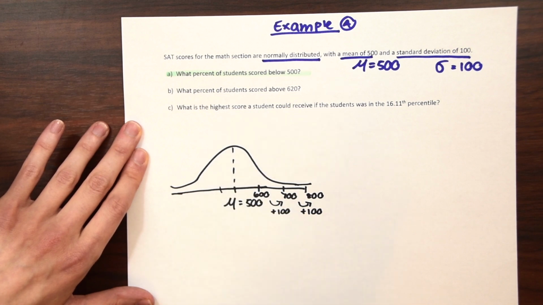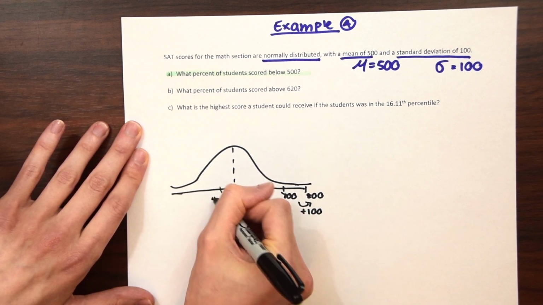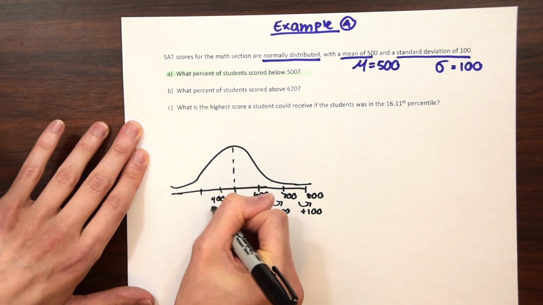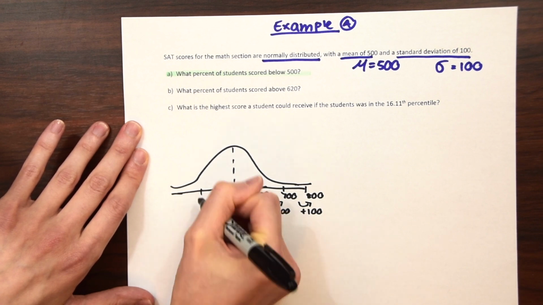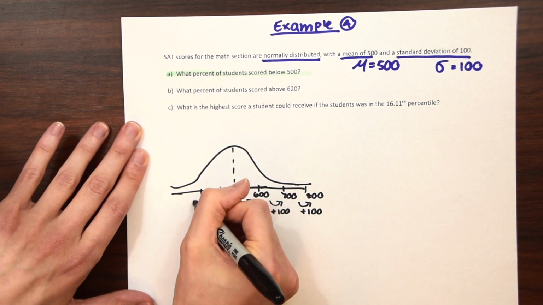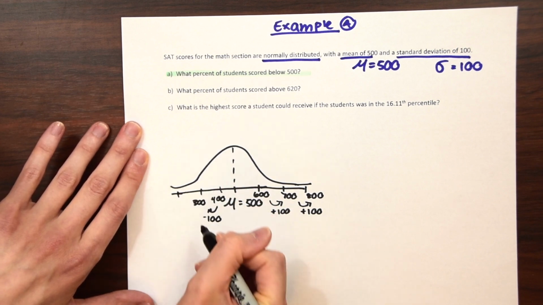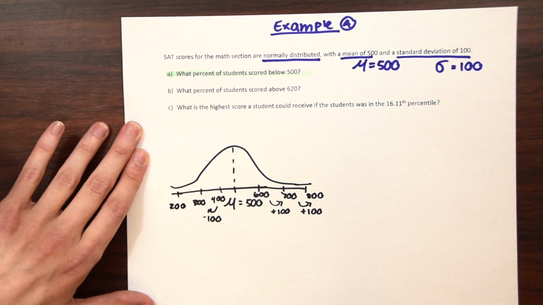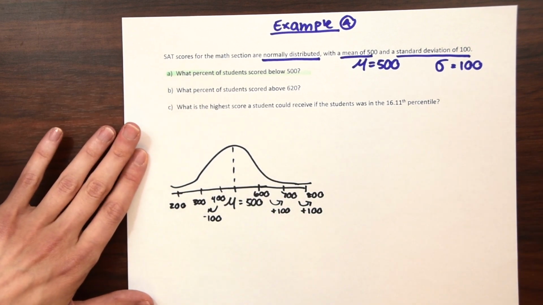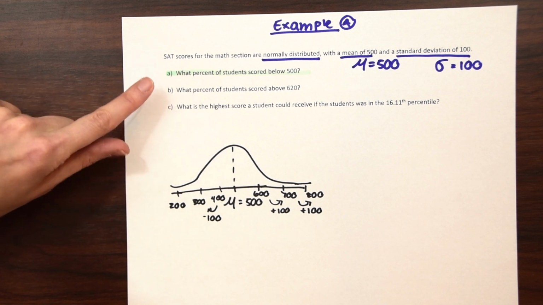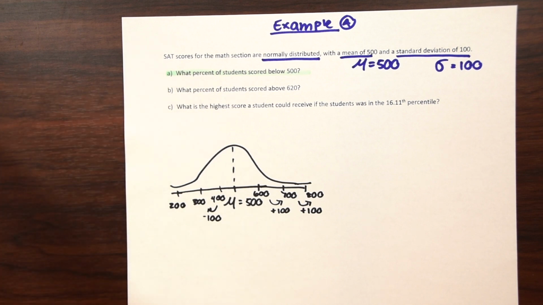So 500 minus 100 is 400, minus that one standard deviation. And if we do this minus 2 standard deviations, this gives us 300 and then 200. So you could see how we're going up to the right and down to the left. So they want to know what percent of students scored below a 500.